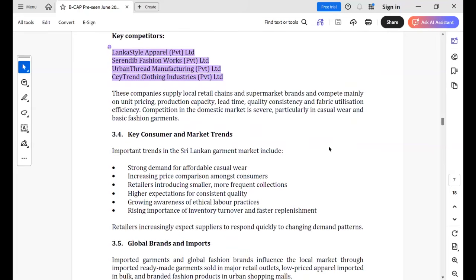These companies supply local retail chains and supermarket brands and compete mainly on unit pricing, production capacity, lead time, quality consistency, and fabric utilization efficiency. So competition in the domestic market is severe. Very true. You notice even practically there are many garment manufacturers, right? Particularly in casual wear and basic fashion garments. So that's true. Office wear, right? We use casual wear, and also when you are going to a party, you can even use casual wear and also the fashion design.